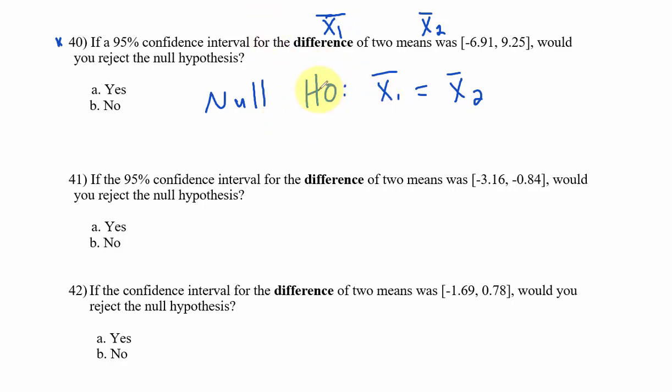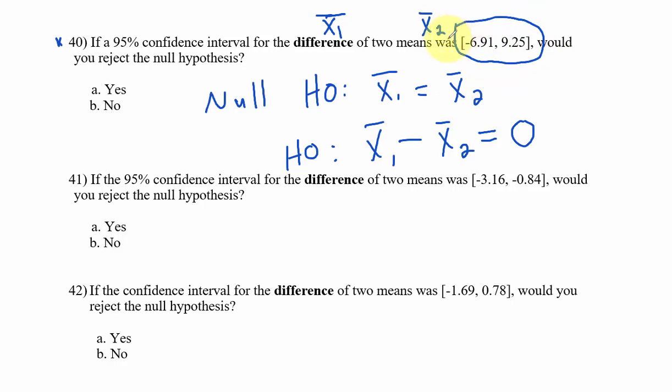So now, look, this is the same thing as this. So if I took the difference between these two, right, I use subtraction. According to the null, the difference should be 0, right? These two are the same thing, right? I just used some algebra. So if we had a confidence interval up here, that we're pretty sure the difference between the two is between negative 6.19 and positive 9.25. Let's look at that on a number line.